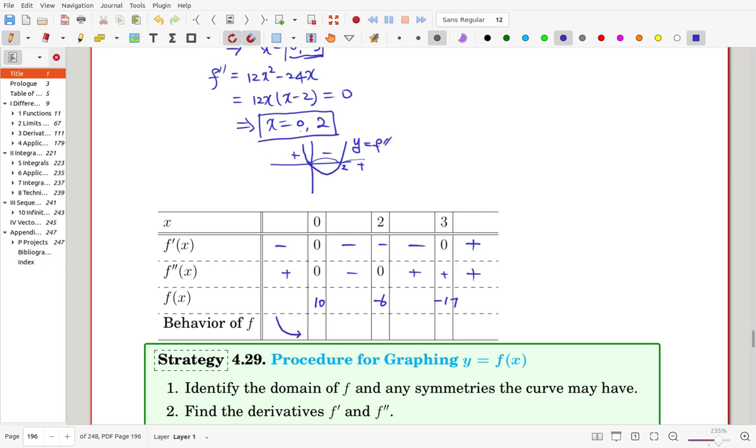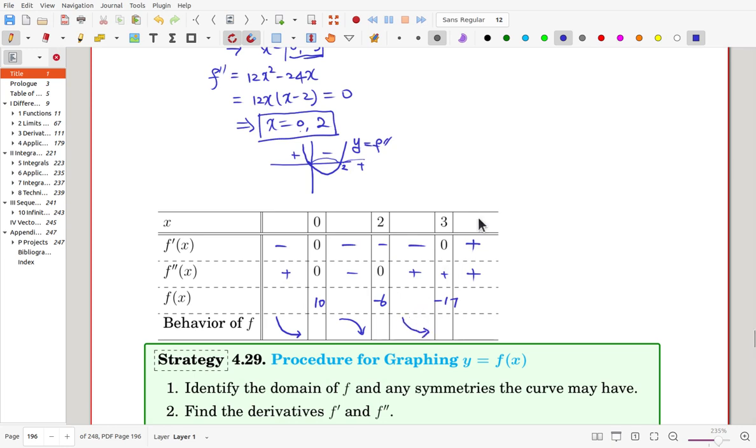Now this is going down. F prime is negative, meaning going down, but f double prime negative means concave down. So it's down and concave down, like that. And here f prime is negative, meaning going down, but a positive f double prime means concave up. So exactly around there, here the same way, down but concave up.